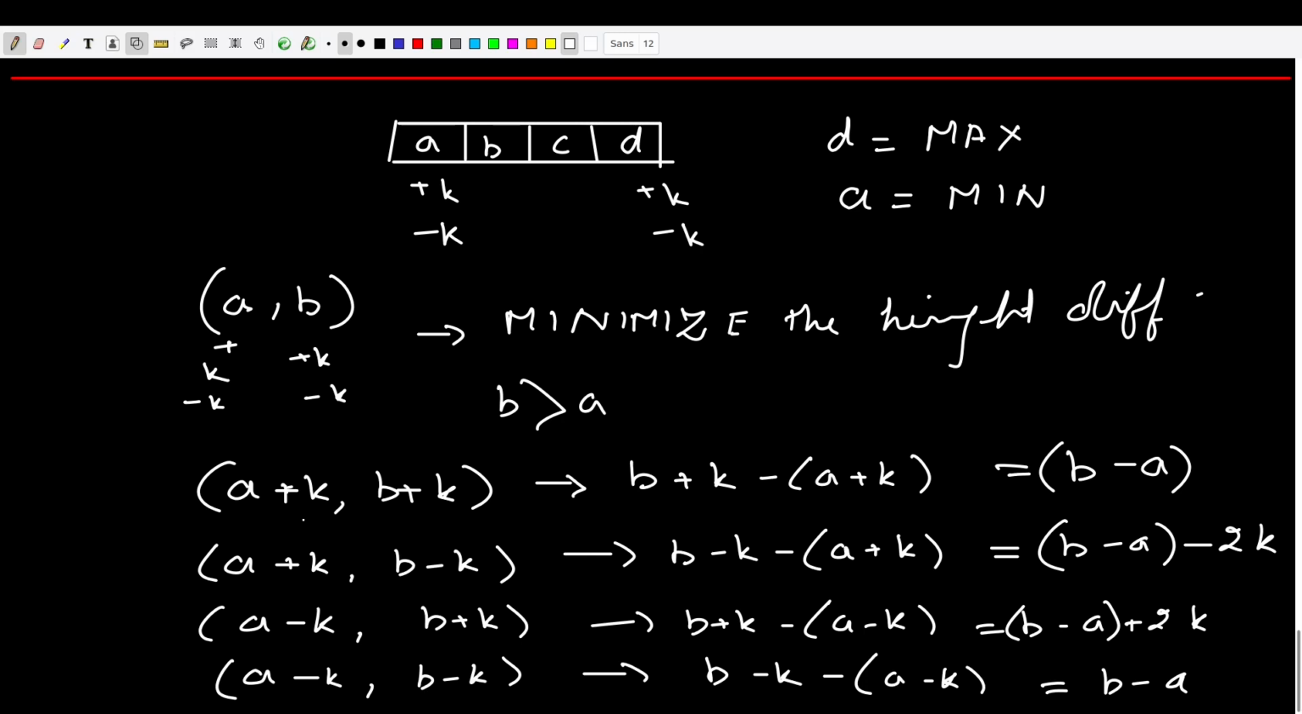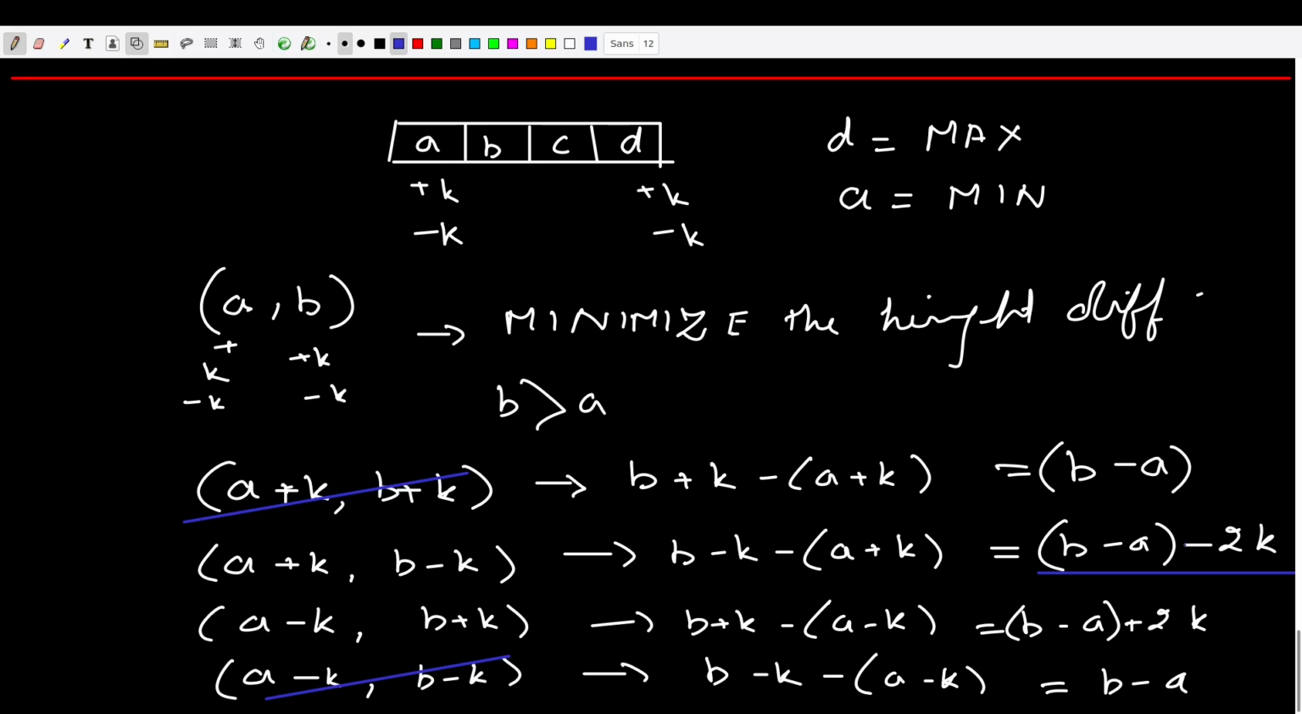So here if we increase both or if we decrease both, that will not give us the answer. So this we can ignore, we can cross it. This is just B minus A. So of these four pairs, which will give us the minimum value, right? So this will give me the minimum height.